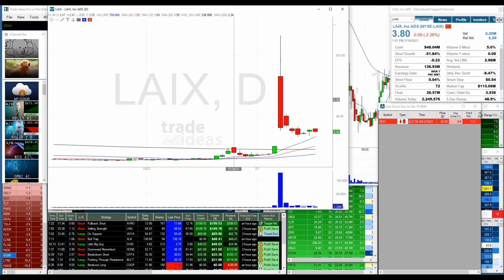LAIX. KJ. Really working off all that energy, but now the 10-day moving average has the attention of the price action. If it touches that 10-day moving average, it could be a very interesting entry if this is something that you're stalking. Another one for SONM.